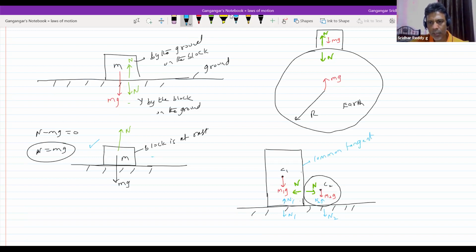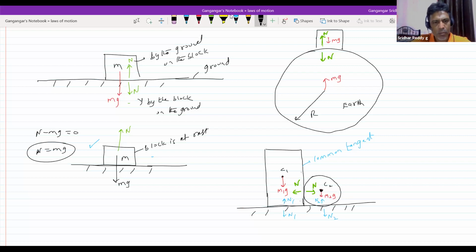Then draw a normal to the common tangent, and the normal contact force should act along the common normal. It need not pass through the centers. Of course, this N will pass through the center C2, but this N will not pass through C1. It need not. So normal contact force need not always act along the line joining the centers of two bodies. It's not a necessary one.